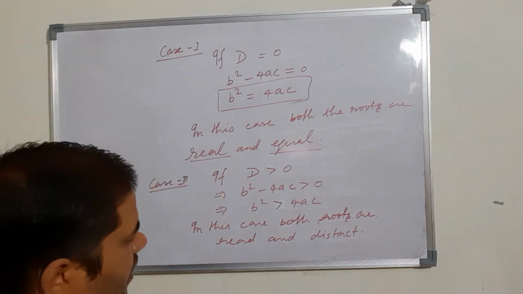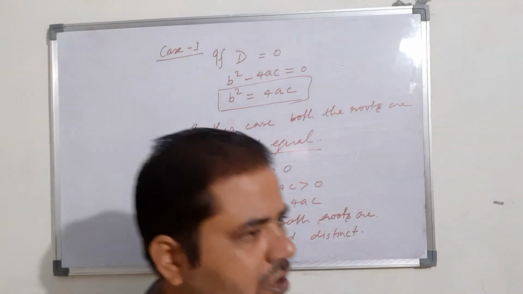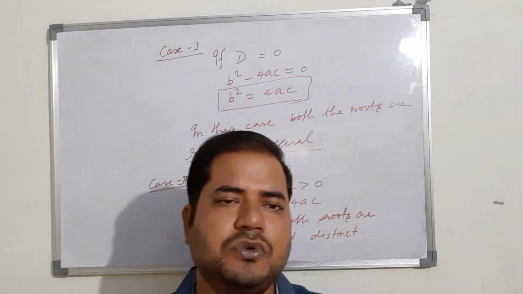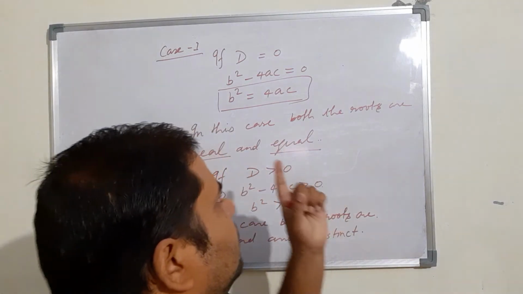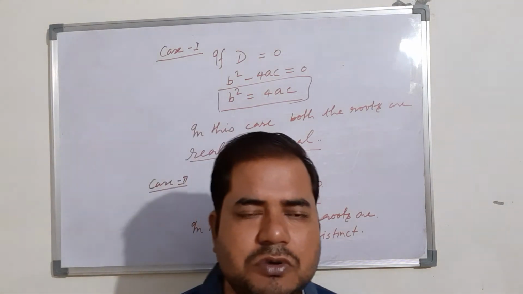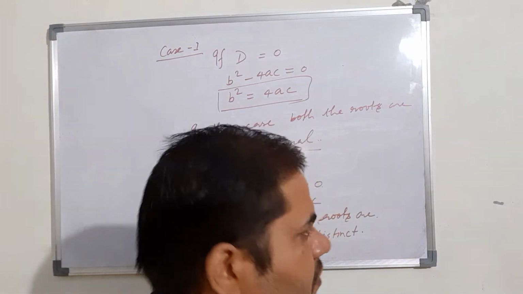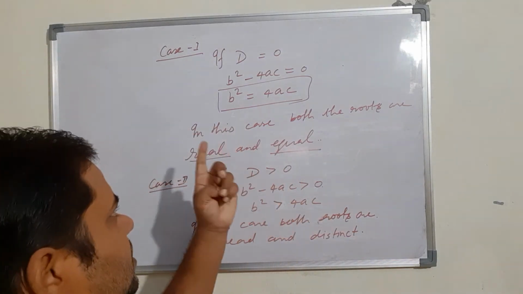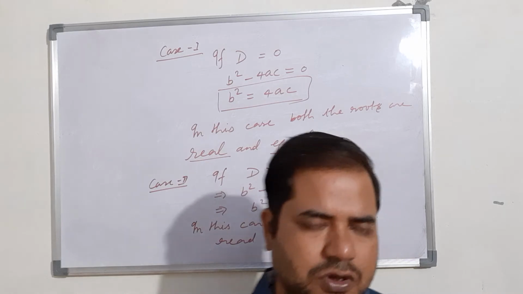So, if a question asks that the given roots are equal, then b square minus 4ac is equal to 0. But if the roots are real, then you have to take both the conditions. That means b square minus 4ac is greater than or equal to 0.